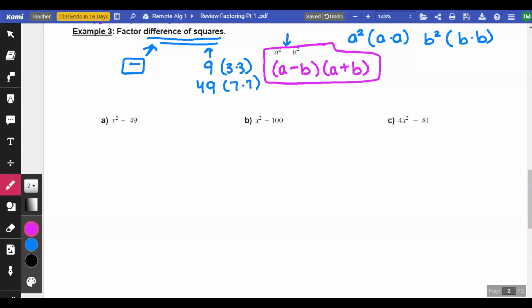So let's apply that rule to some examples. X squared minus 49. X times x is x squared, and 7 times 7 is 49, and then I just need a positive and a negative in the middle. And real quick, we're going to go ahead and check this example just to make sure we're right.